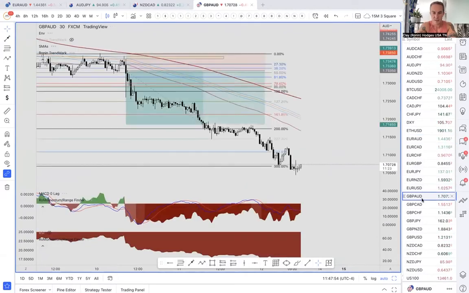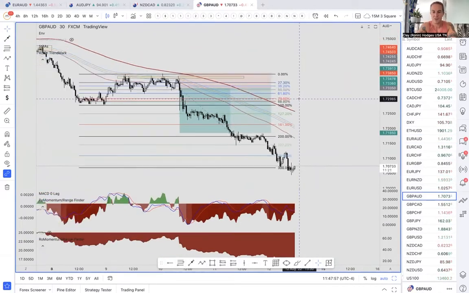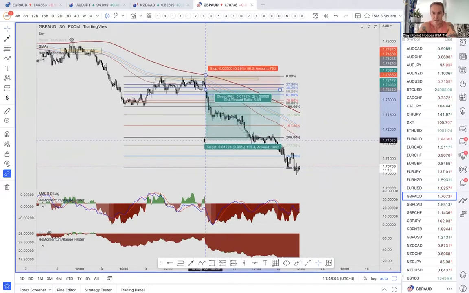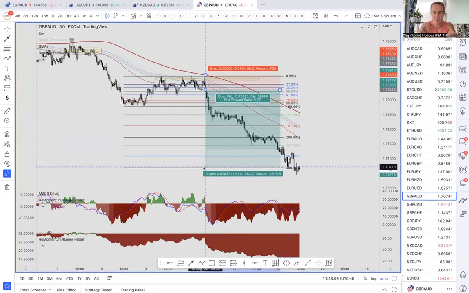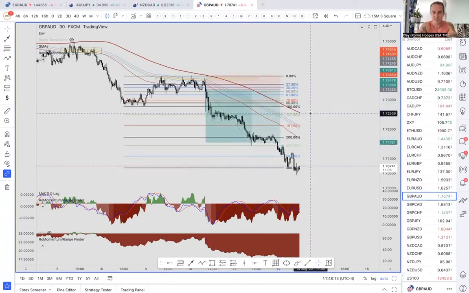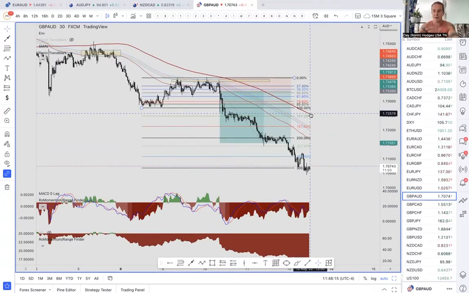Here's Pound Aussie. I mean, dude, hopefully maybe y'all held this longer, right? So this is a 180 pip take profit that we had there. But that went a good 260 pips. So yeah, hopefully you took advantage of these moves, and you can see how similar this setup is.